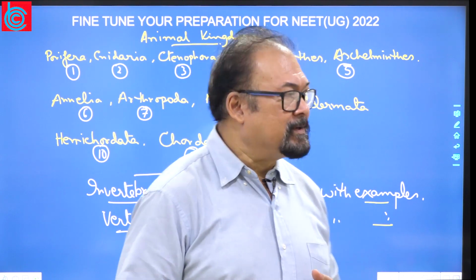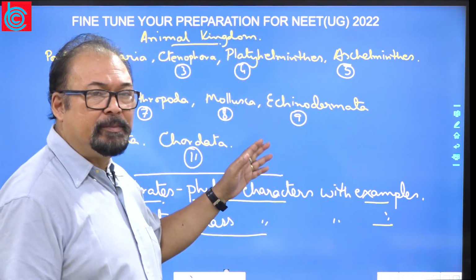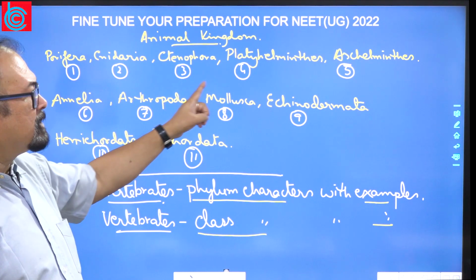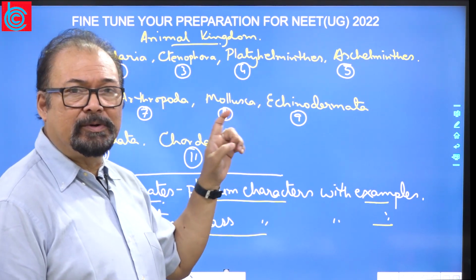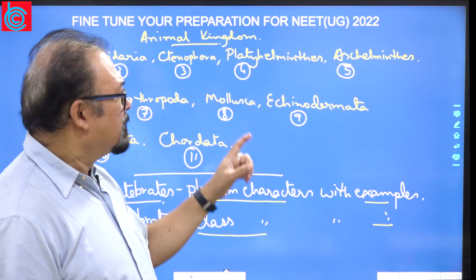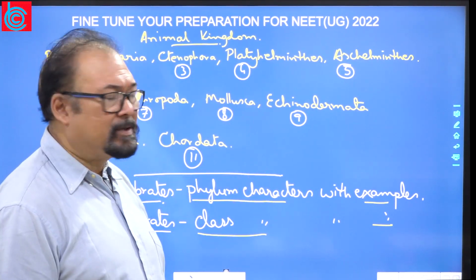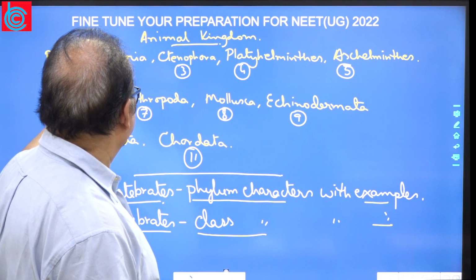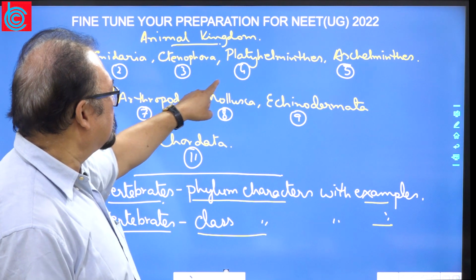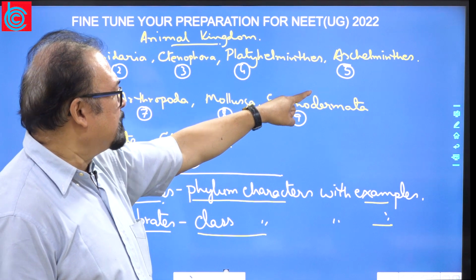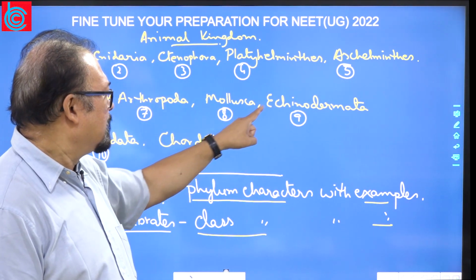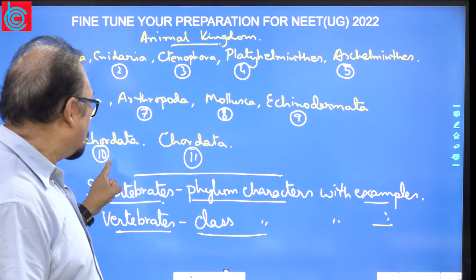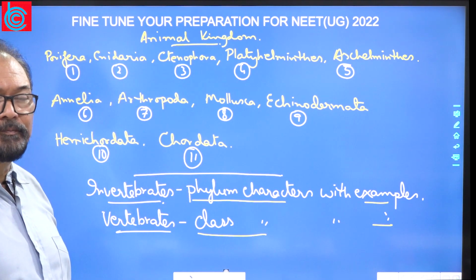In the last class we discussed the animal kingdom. If you remember, we named the major phyla with English alphabetical letters to minimize time wastage. Porifera is 1, Cnidaria 2, Ctenophora 3, Platyhelminthes 4, Aschelminthes 5, Annelida 6, Arthropoda 7, Mollusca 8, Echinodermata 9, Hemichordata 10, Chordata 11.